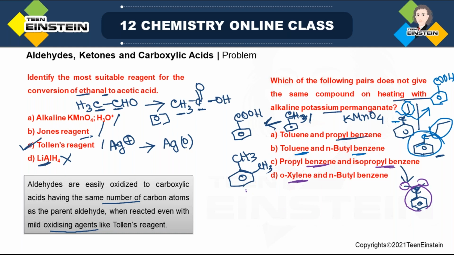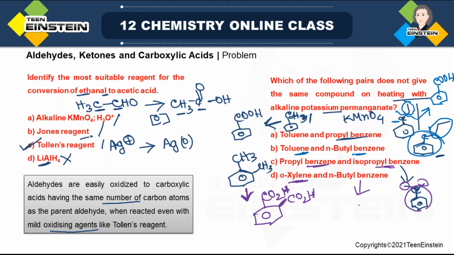Now when it is orthoxylene, you are treating it with KMnO4. Basically you will get 2 CO2H groups at the 1 and 2 positions. So this is not benzoic acid, right? Because you have 2 CO2H groups. So this is the oxidation product from orthoxylene when you are treating it with alkaline potassium permanganate.